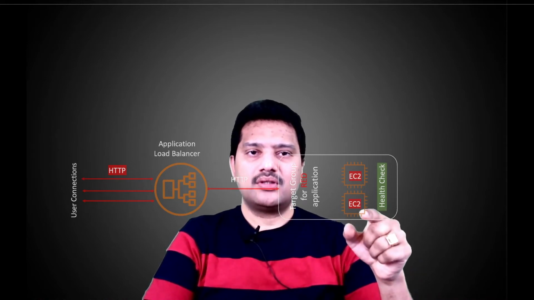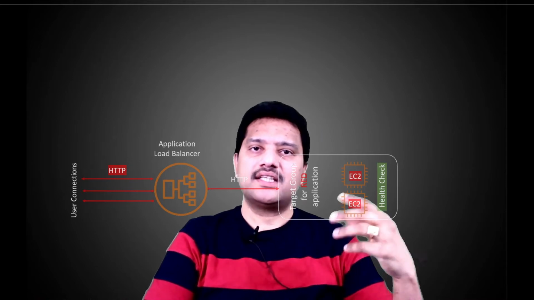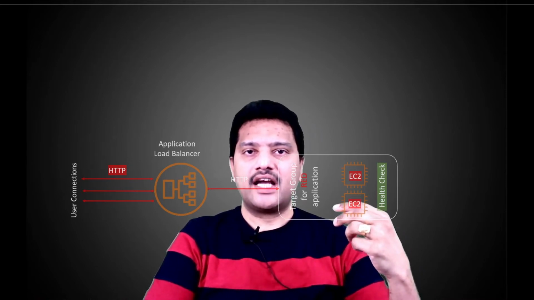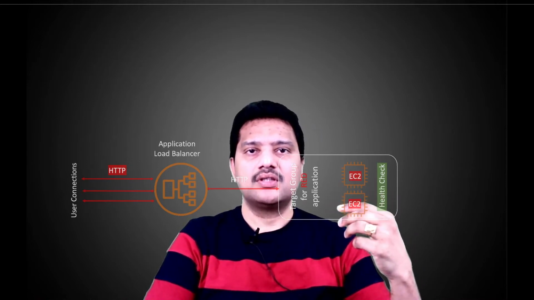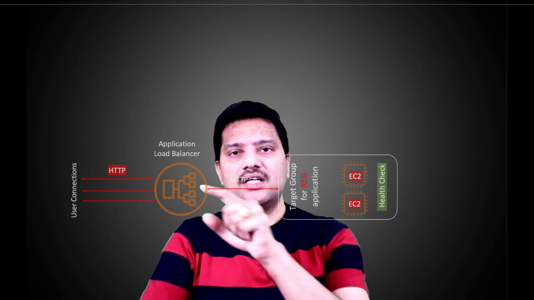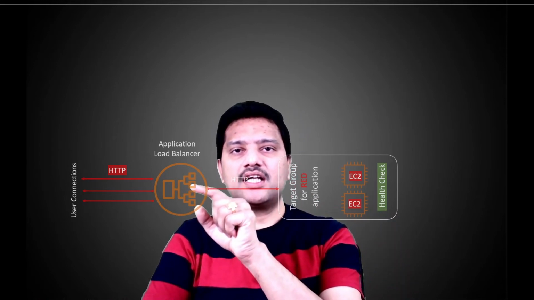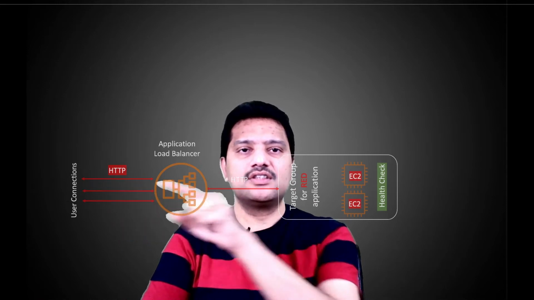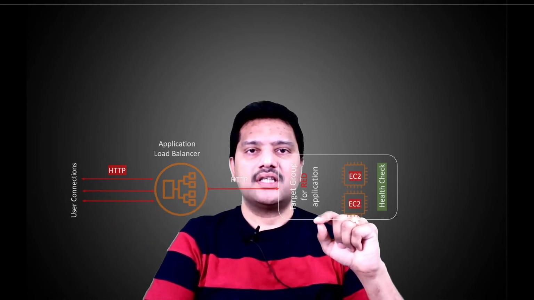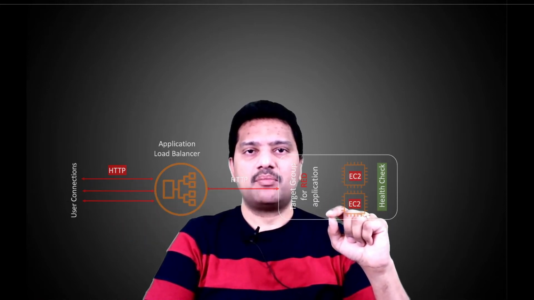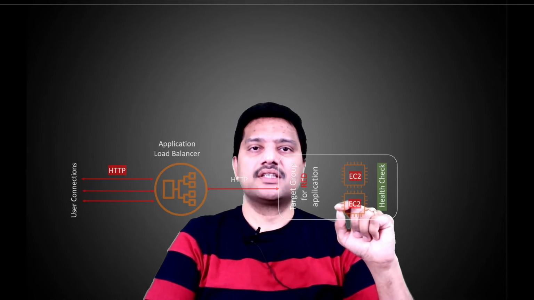And these two EC2 instances can be in a single availability zone or they can be in multiple availability zones. But in any case, this application load balancer balances the client connections to all the EC2 instances having the red app.